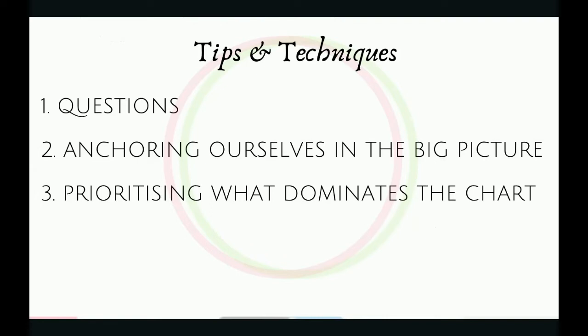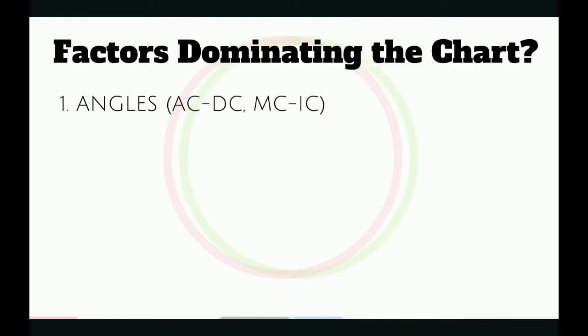Prioritize what dominates the chart and focus on that first. In order to do this, we look at the following factors in this order of importance. Firstly, we look at the angles. Anything that touches the angles dominates the chart. Angles are like the landing strip of the psyche where energy enters and leaves the system.